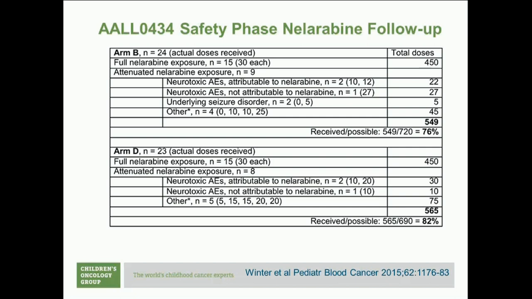And if you looked at the received versus possible, it was a 76% intensity rate, meaning they got 76% of the doses. So we felt like the toxicities we were seeing were accurate and able to be monitored for longer periods of time. If you looked at arm D, which also had nelarabine, same thing, 23 patients were in that arm.